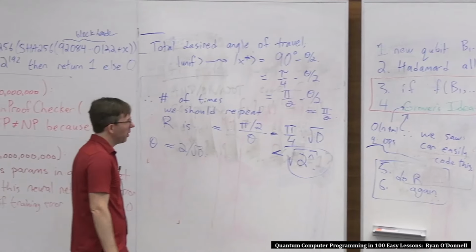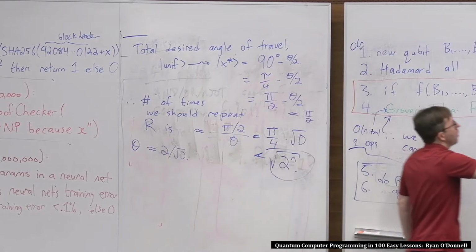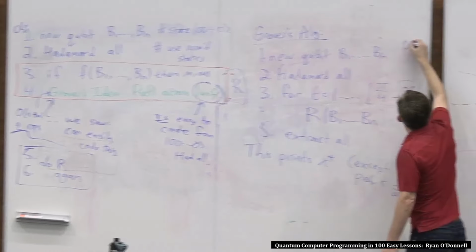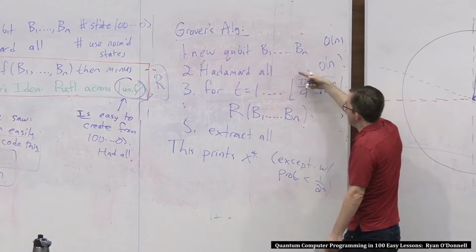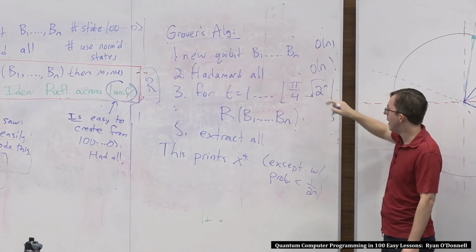And just to count the number of operations, this is order n. Well, I can write it here. This is actually n. This is n. This is where the main factor is, square root of 2 to the n.